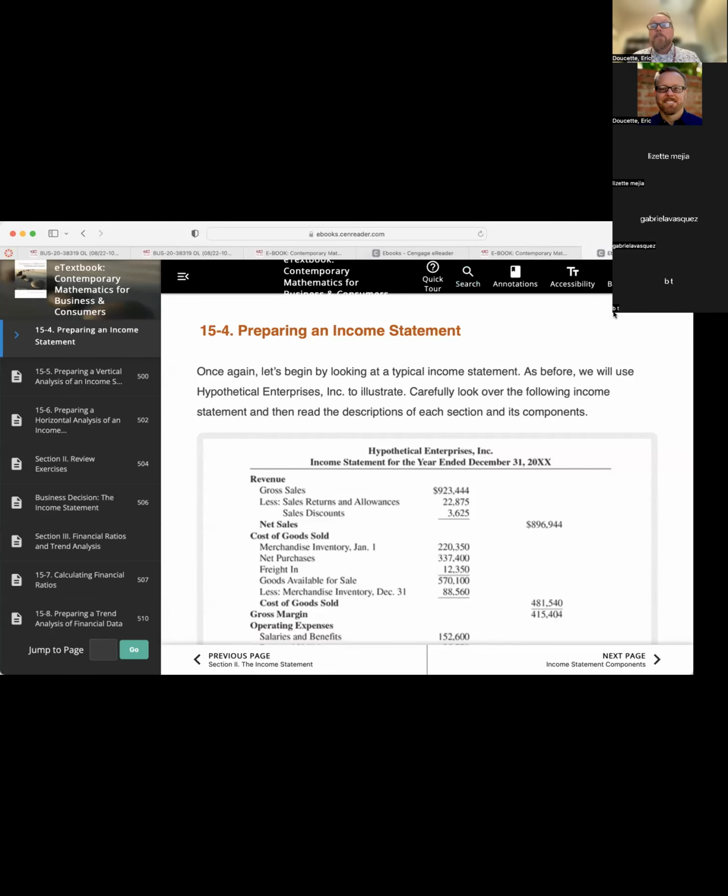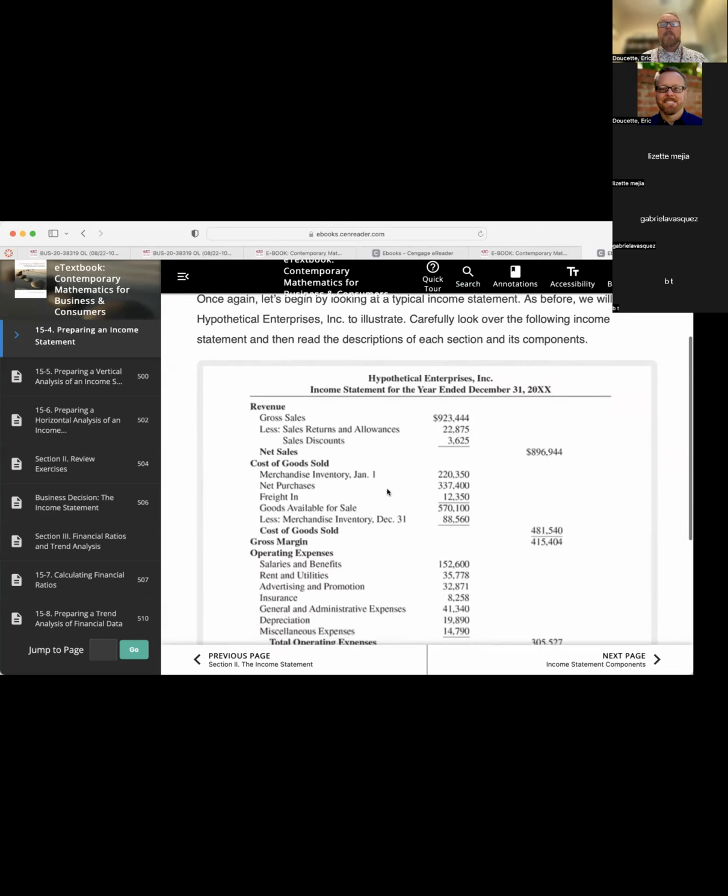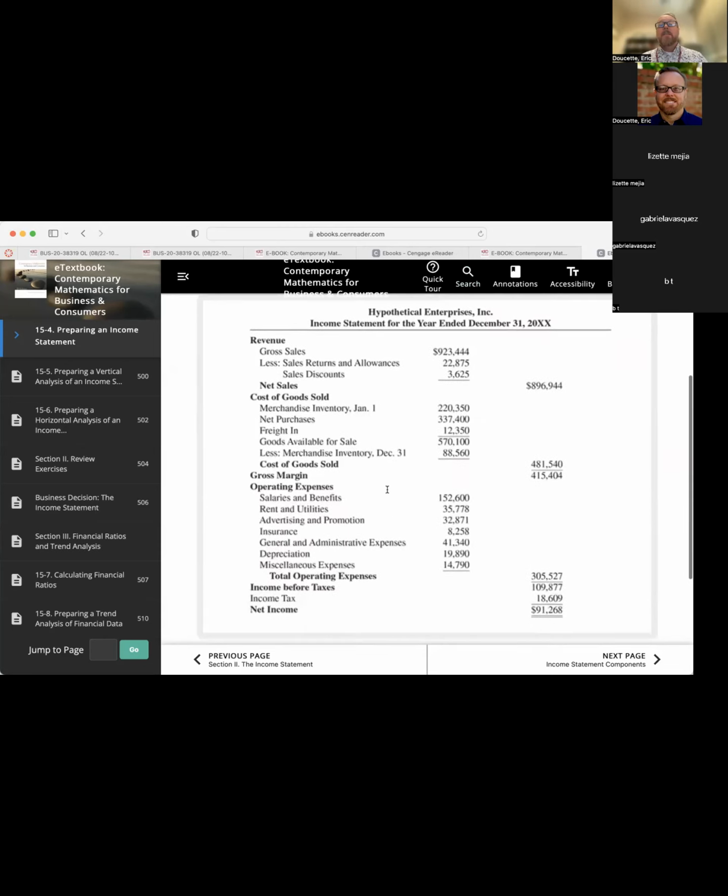All right, now we're going to take a brief look at an income statement. And here is a sample example of an income statement for hypothetical industries.